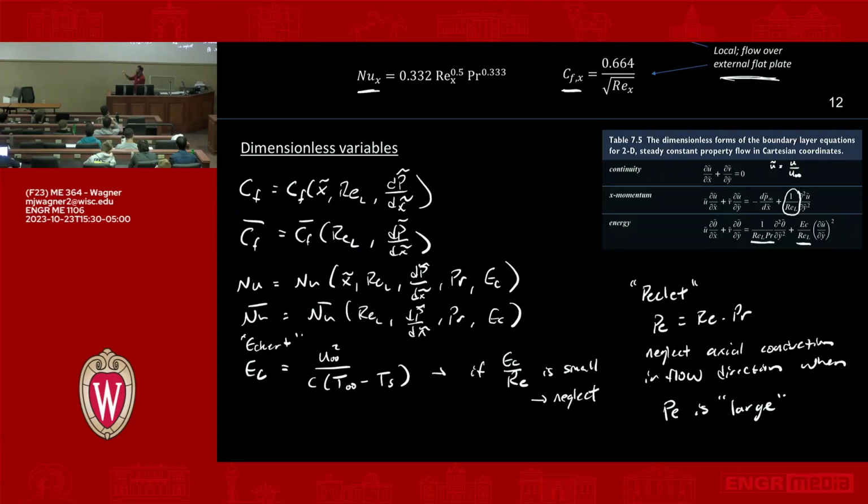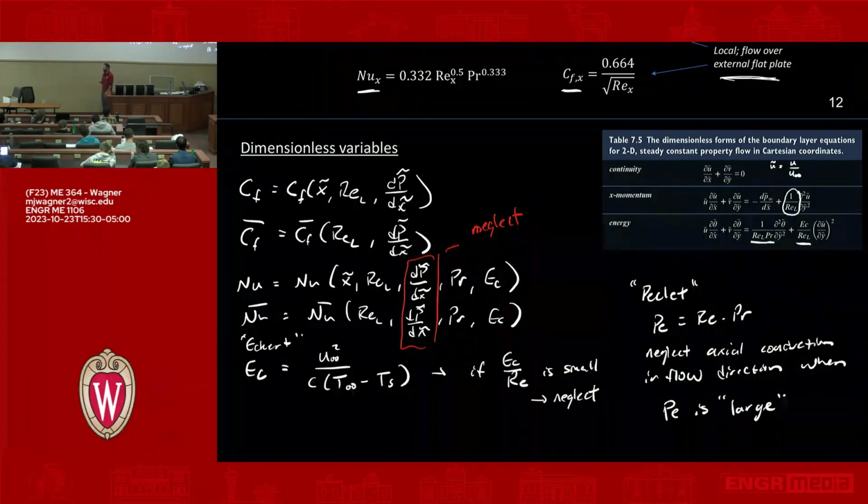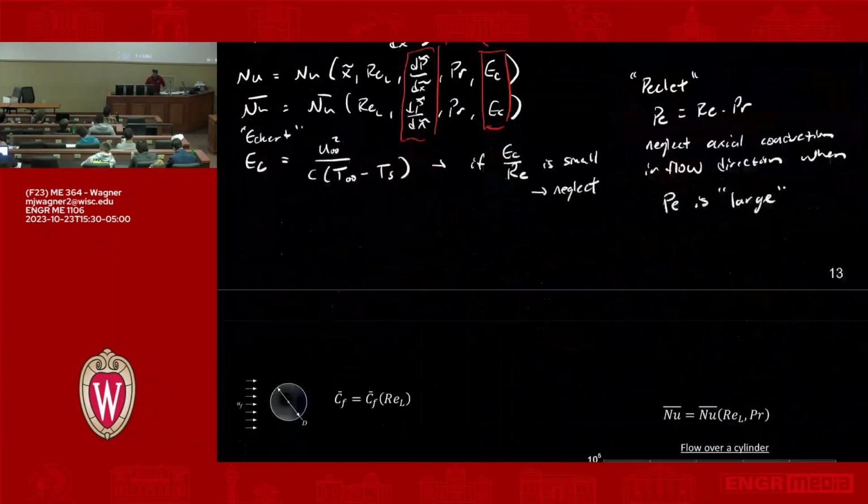So for our situation, in almost all cases, I'll just point out that for most cases, we can neglect dp dx. That is, the pressure gradient in the x direction is usually small, and or it's given to you as part of the problem. So we can usually neglect the Eckert number as well. Reynolds number, Prandtl number, we're almost always including those.